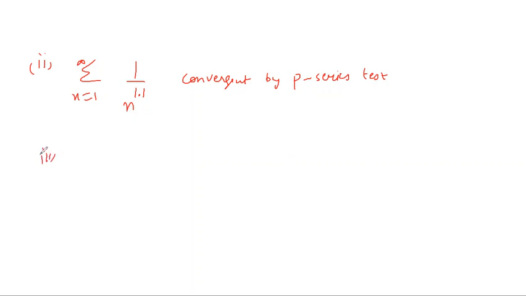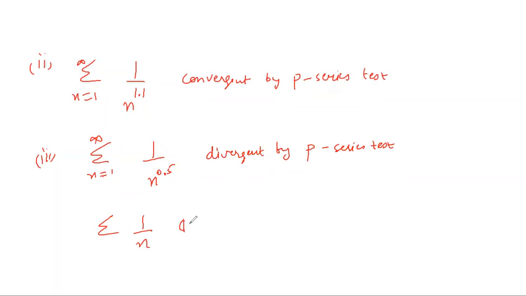Okay, let's do the third example. 1 by n raised to power 0.5, or it can even be written as a fraction, but the answer is going to be divergent because the power is less than 1. For equal to 1 also, we know it is divergent by p series test. So now we can clearly tell, and this is how you have to write the answer. These questions are this simple, and this type of series comes up very often. So you should just know: strictly greater than 1 convergent, otherwise always divergent.